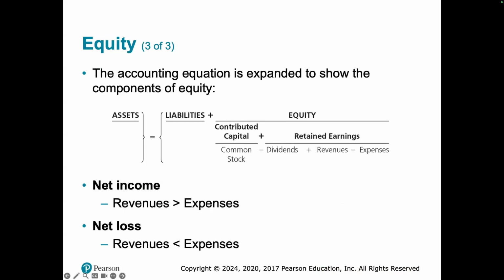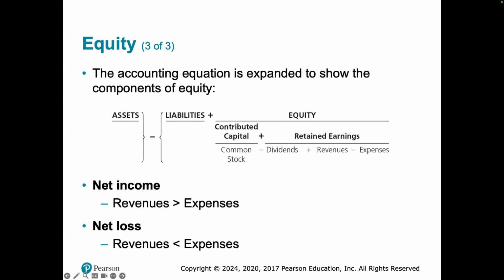Now, we have equity. So the accounting equation is expanded to show the components of equity. Okay, so equity is going to break down further. So we have our accounting equation, which is assets equals liabilities plus equity. The great thing about this equation is that you can always, let me jump back to the basic form of this: assets equals liabilities plus equity.